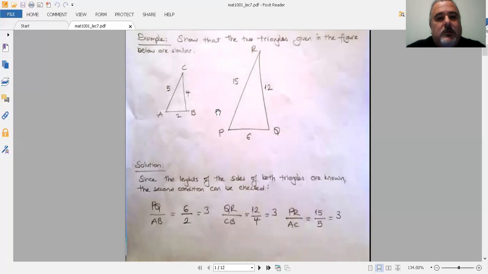Let's check QR with BC. 12/4 is 3. And the last one, PR with AC, 15/5 is 3. So because all the lengths are proportional, having the same proportion with each other, we say that these two triangles are similar. Okay.